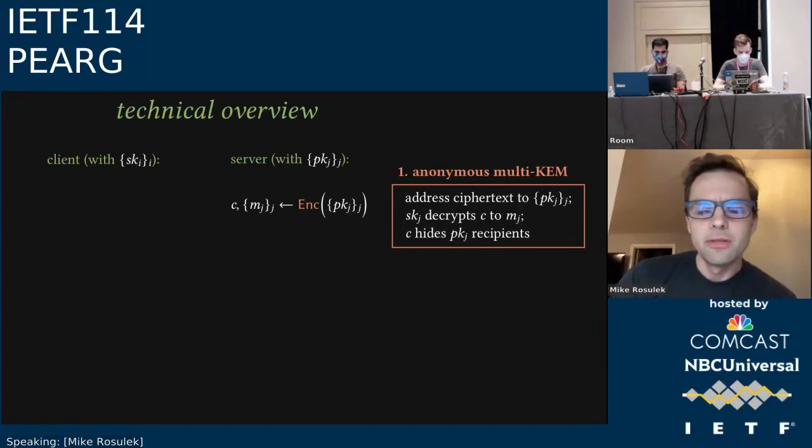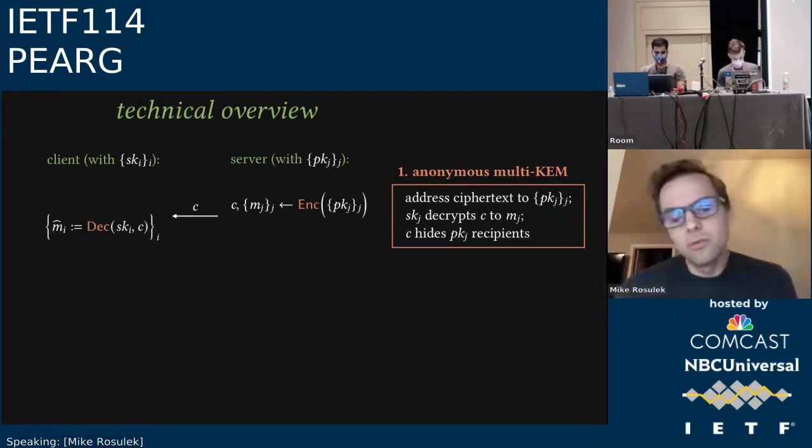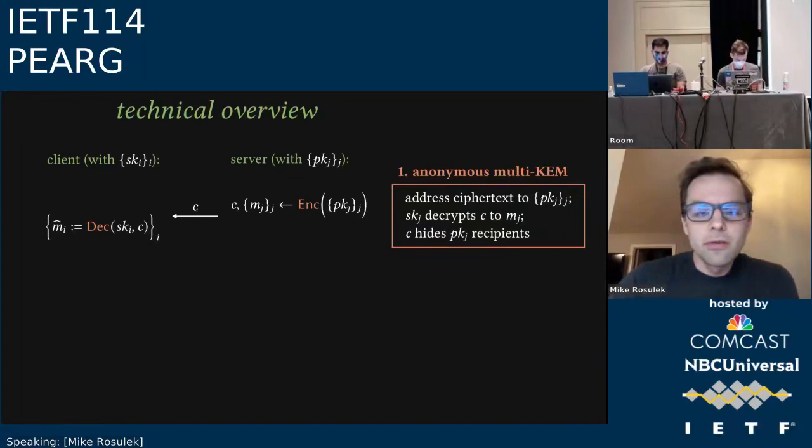And we need the property that the ciphertext C hides the identity of these public key recipients. That means that anybody can decrypt this ciphertext, and they might get a dummy value, but if they happen to have one of these recognized secret keys, they'll get one of the plaintexts that the server has predicted. So the server sends that ciphertext over to the client. The client can decrypt with all of its secret keys. Now some of these decryptions are equal to the values that the server already knows.